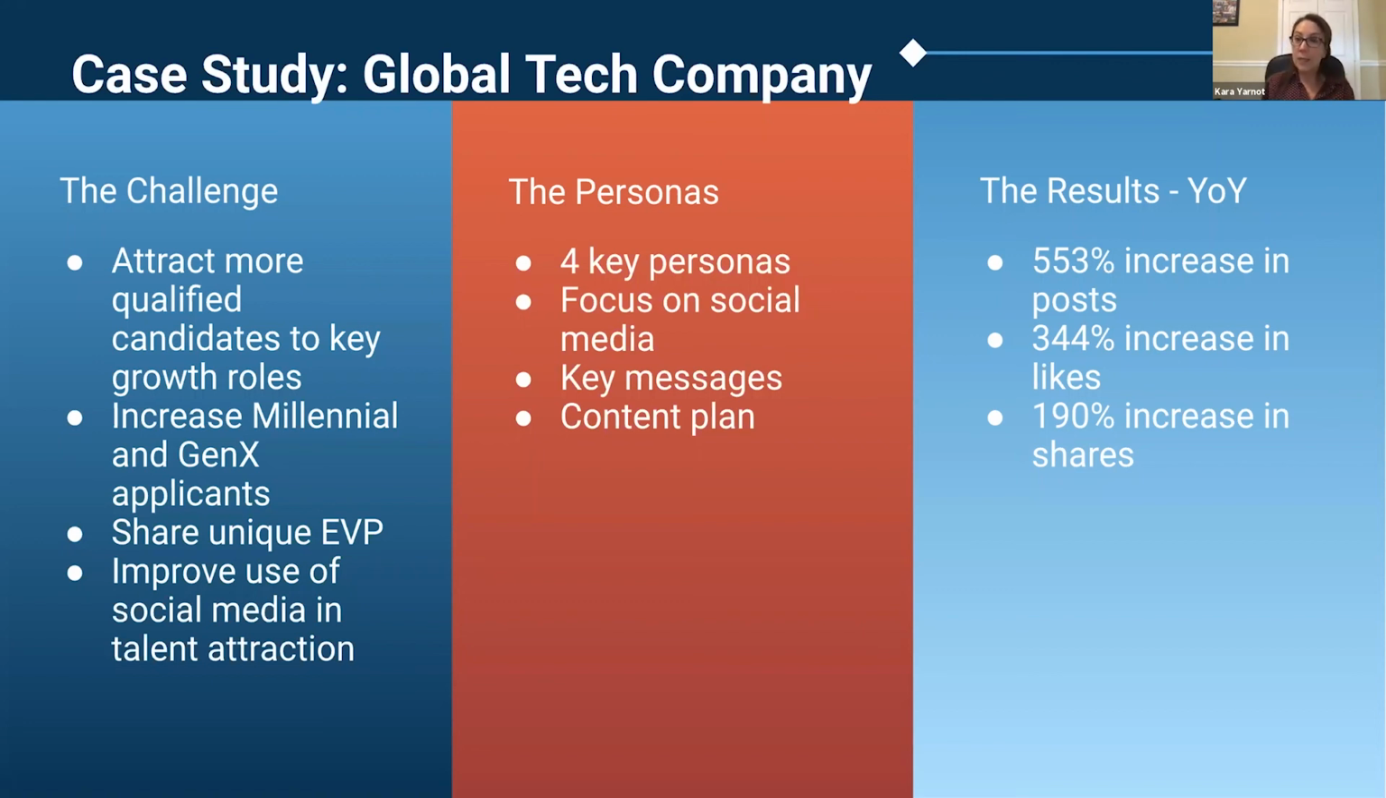They had some unique parts of their employer value proposition that just weren't being communicated, things that they believed were important for their candidates to know. And they really wanted to improve the use of social media. They had social media properties. It was mostly company news. They weren't really using it for talent attraction. So we partnered with them and did all of that research that we first identified, and we built out 4 personas for their key roles.